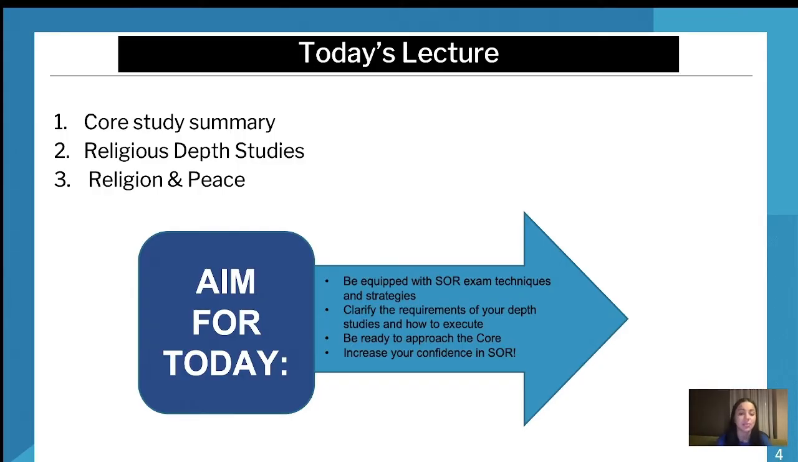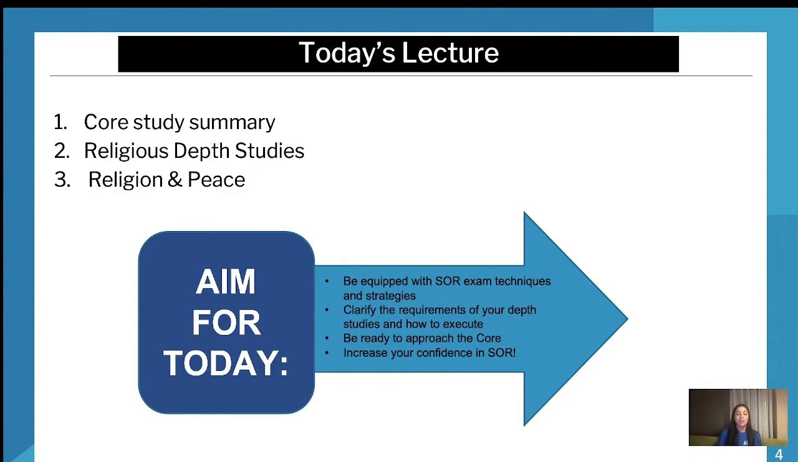Our aim for today is to really be equipped with SOR exam techniques and strategies to increase your confidence in SOR, because I promise you it is probably one of the easiest subjects you're doing. I'm not sure what subjects you're doing to make an assumption like that, but it is a very easy subject to do well in, and it really just relies on understanding the content and memorizing it. It's not even so much applying it, and when you are applying it, it really just comes down to your structure, but otherwise it is purely memorizing. And in that memorizing, just make sure you actually understand it, so then you can write about it adequately.